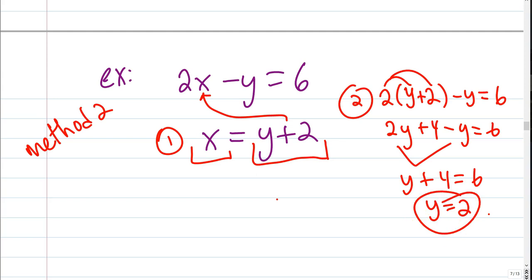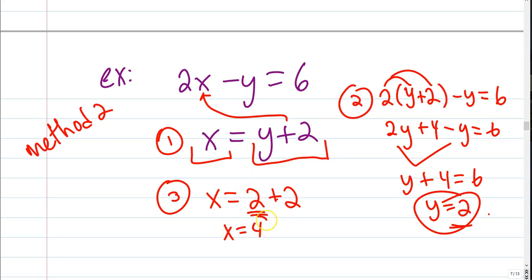All done? Don't do it, it's a trap, right? You still have to go back to step 3, which is to take that 2 and plug it in. Which equation is the easiest to solve for x? I'm going to say this one where it's x equals y plus 2, x equals 2 plus 2. We substituted that number in place of the y, so x equaled 4.